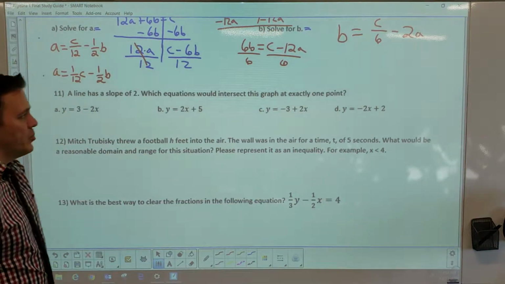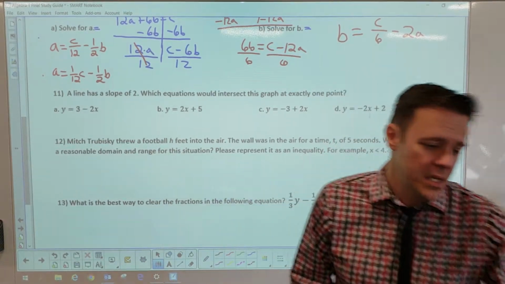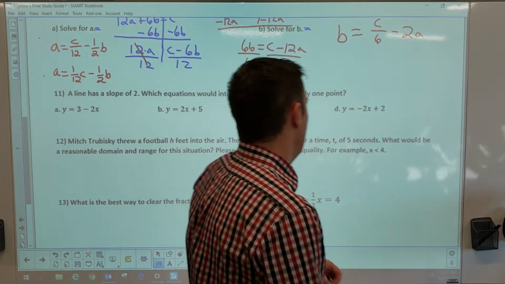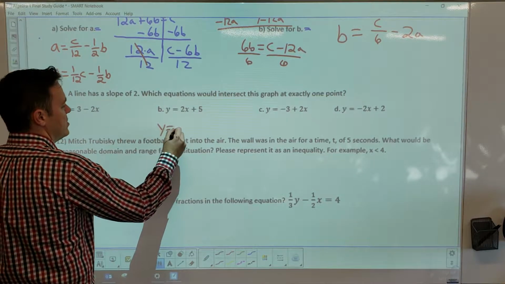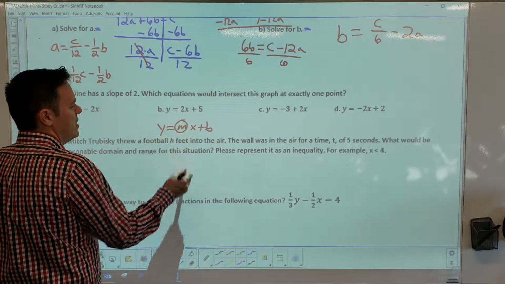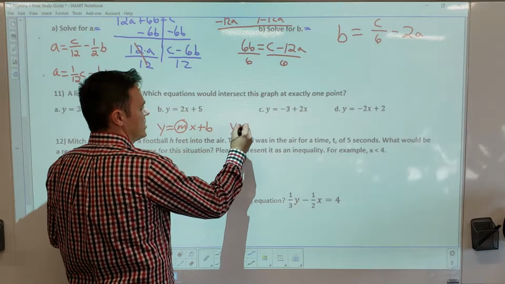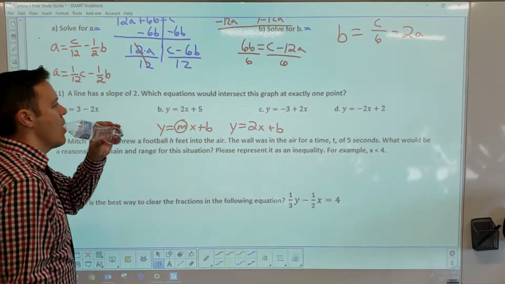All right, number 11. A line has a slope of 2. Which equations intersect at exactly 1 point? Well, remember what we had talked about. A line is y equals mx plus b. m represents what? The slope. So it's y equals 2x plus b, right?